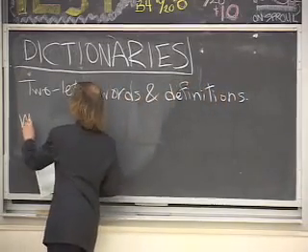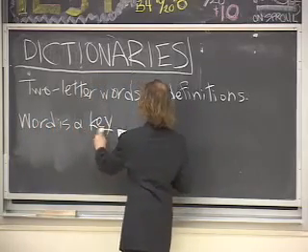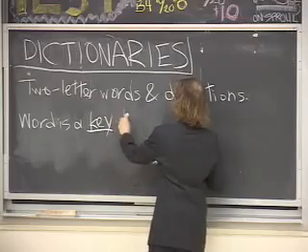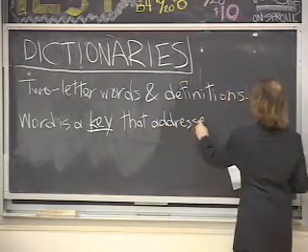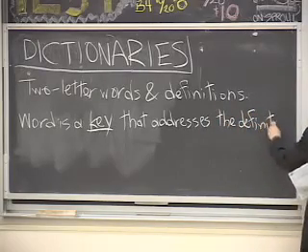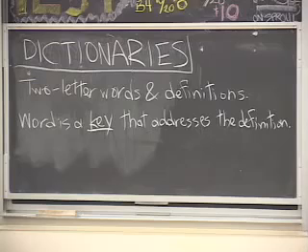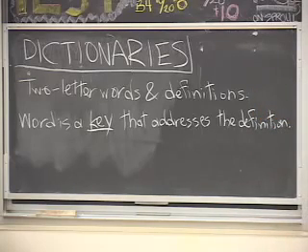Now, there's an official name for the word. The word is called a key that addresses the definition. And so key is the official hoity-toity computer science word for this. We're going to use, of course, this structure for more than just looking up words. We're going to use it to do any kind of map, any kind of function from one discrete set of objects to another can be implemented as a dictionary.